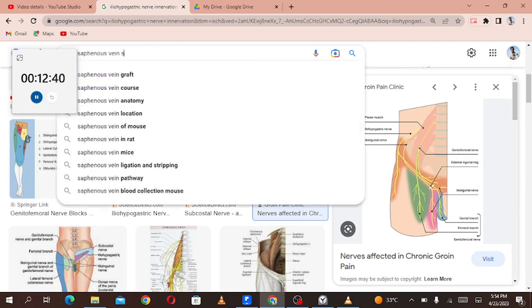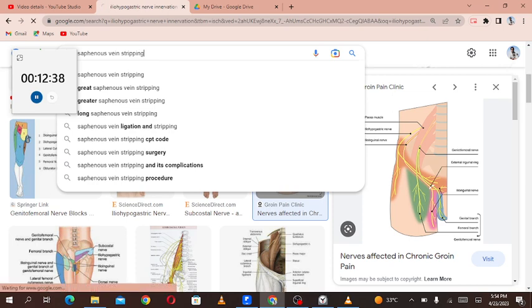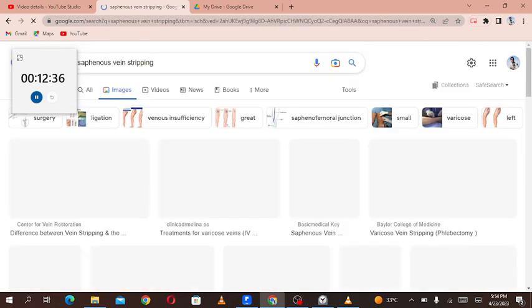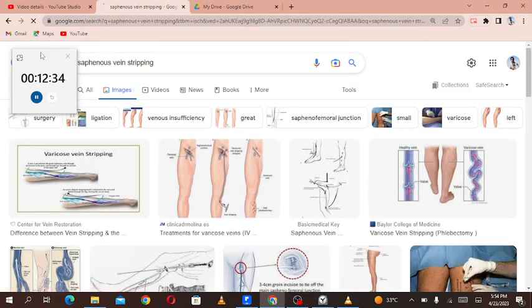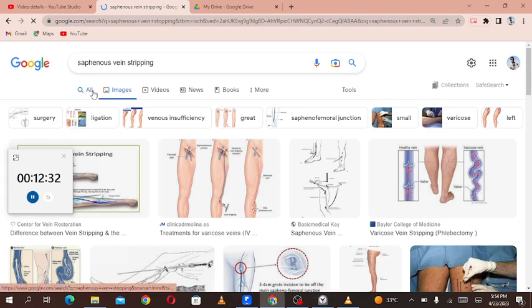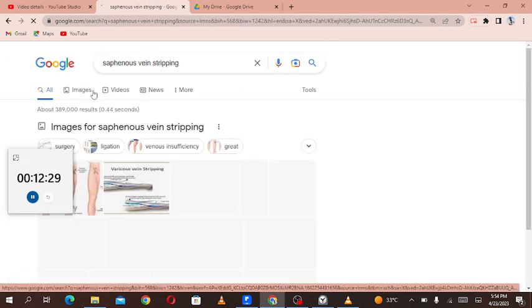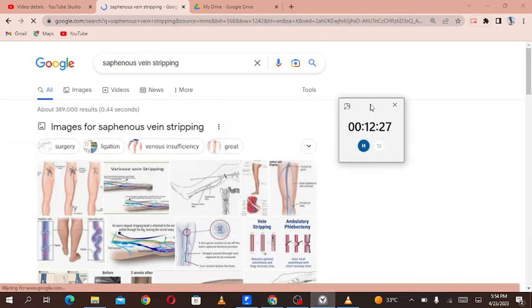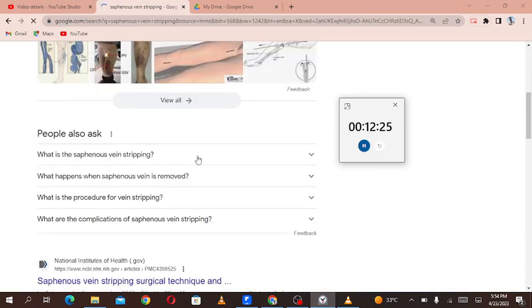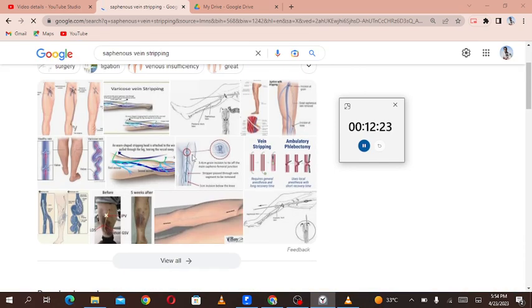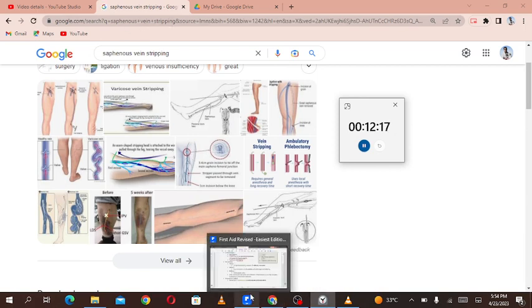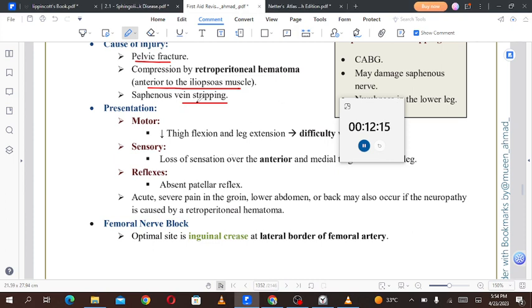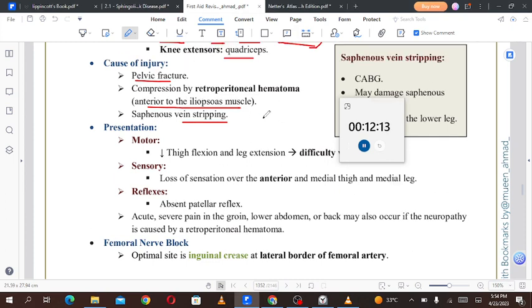Saphenous vein stripping. Whenever there is varicose vein, we are stripping the saphenous vein, and in that we can damage the femoral nerve or maybe branches of that. Basically it is the removal of the varicose veins, and that can damage the femoral nerve. So saphenous vein stripping can also lead to damage to the femoral nerve.